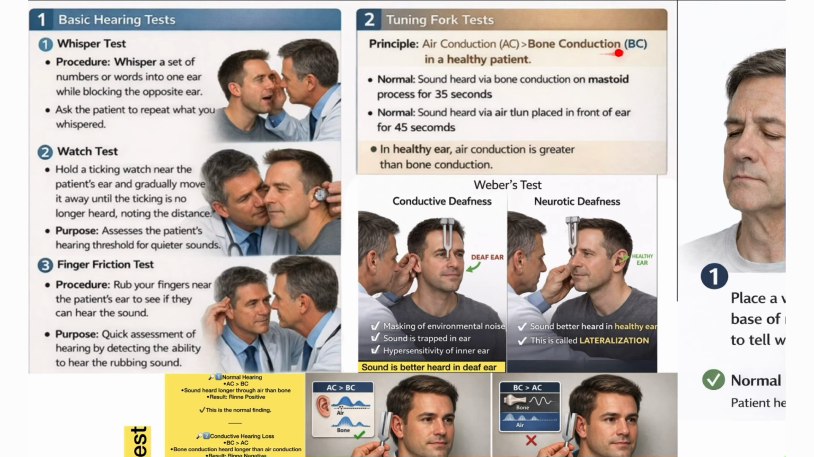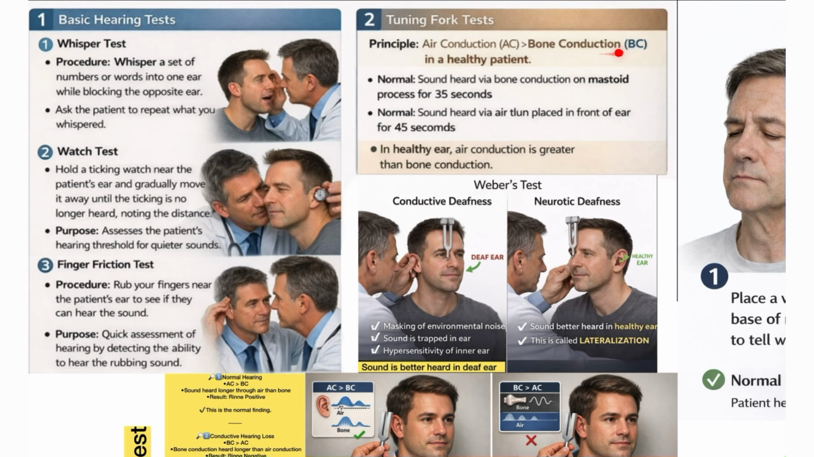Then there is another test which is called the rotation chair test to assess the function of the horizontal semicircular canal, the vestibulo-ocular reflex, and bilateral vestibular weakness. The steps of the rotation chair test are mentioned in this image. Second is for diagnosis and treatment of benign paroxysmal positional vertigo or positional nystagmus.